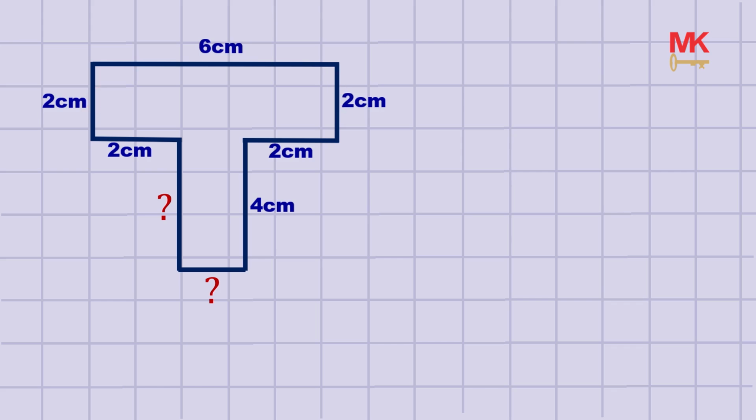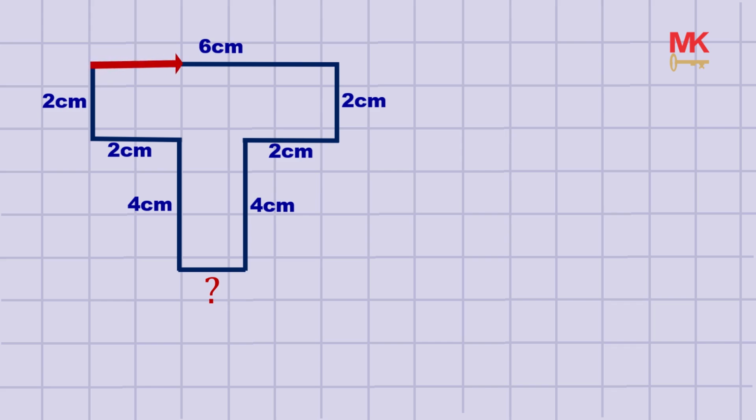Now, let's look for the second missing side. Like we just did, if we consider this outer rectangle, it is also clear that the second missing side will be 4 centimeters, since opposite sides of a rectangle are always equal. Lastly, we need to find the third missing side.